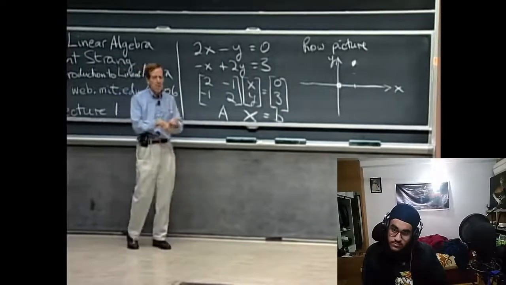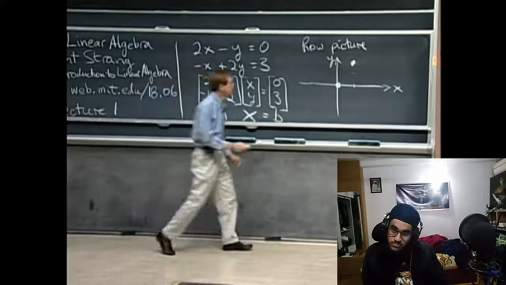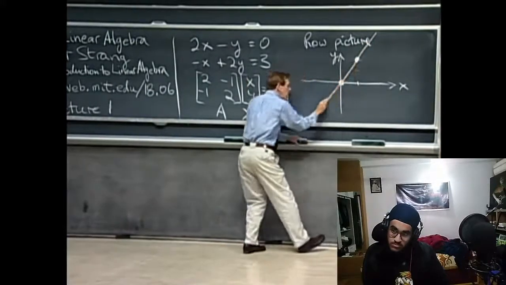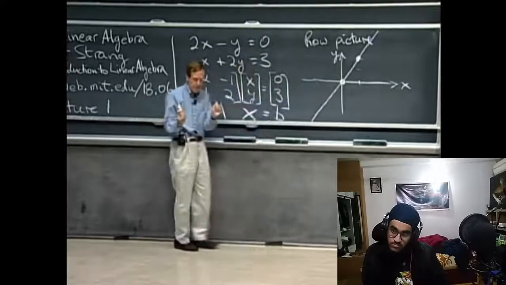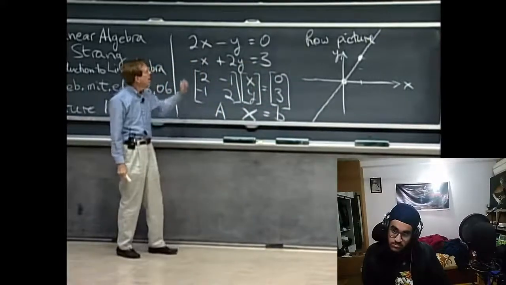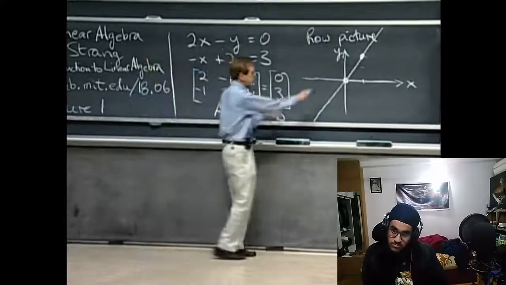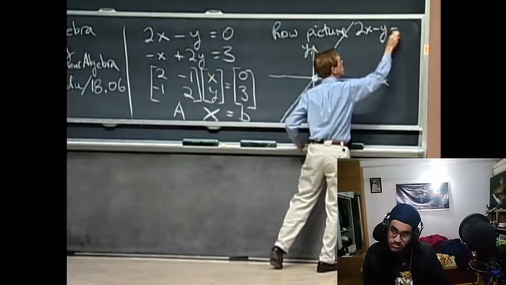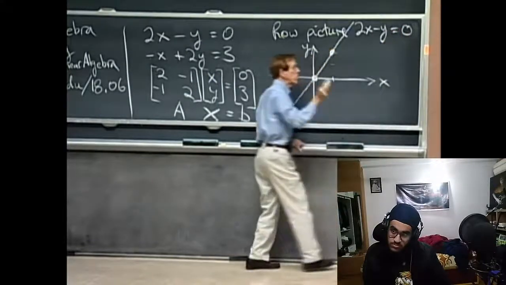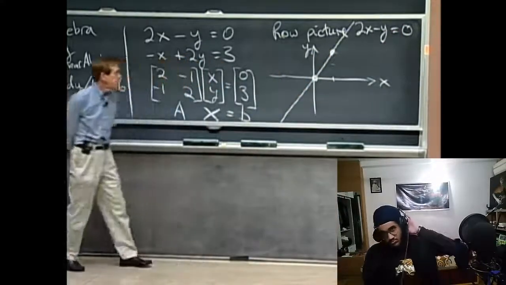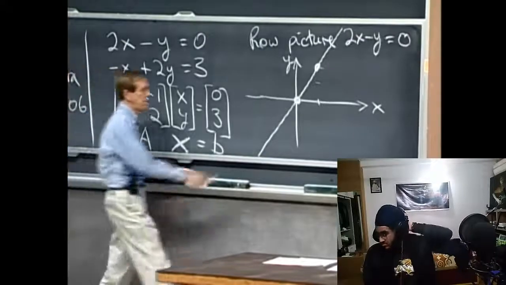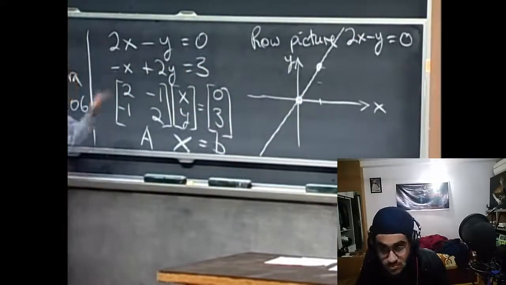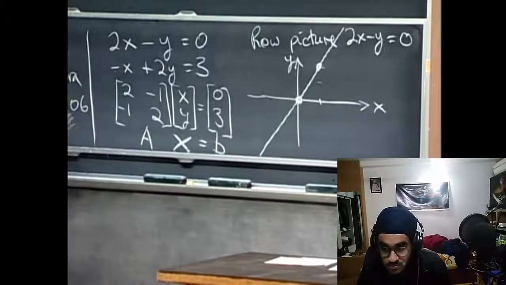But let me put in all the points at once, because they all lie on a straight line. This is a linear equation, and that word linear has got the letters for line in it. This is the line of solutions to 2x minus y equals 0, my first row, first equation. So typically maybe x equal a half, y equal 1 will work. And sure enough, it does. Okay, that's the first one.